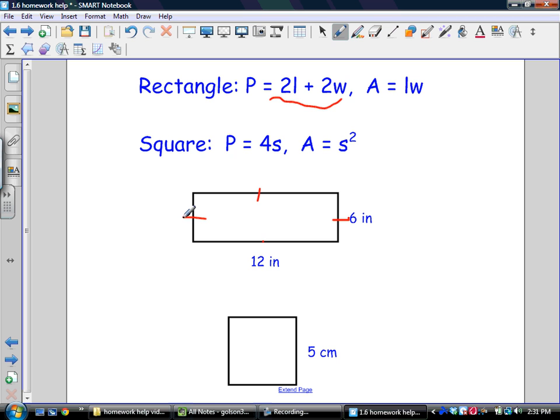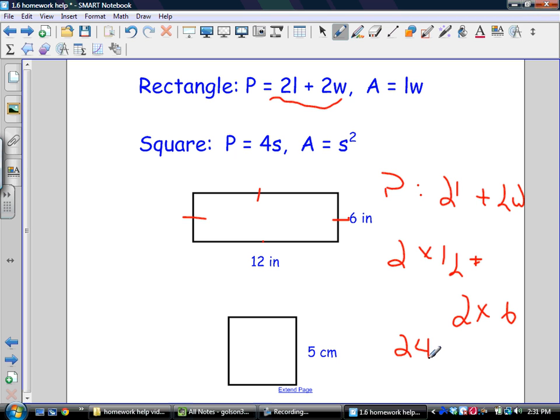So if I wanted to find the perimeter of this rectangle, I would start by writing down my formula. So 2L plus 2W. And then I'm just going to plug in what I have. So I know the L is 12 on this. So I'm going to do 2 times 12 plus 2 times the width, which is 6. And so that gives me 24 for 2 times 12 plus 12 for 2 times 6, which is 36. And this is just the length, so it's just 36 inches.